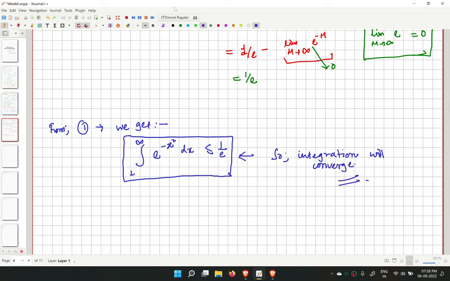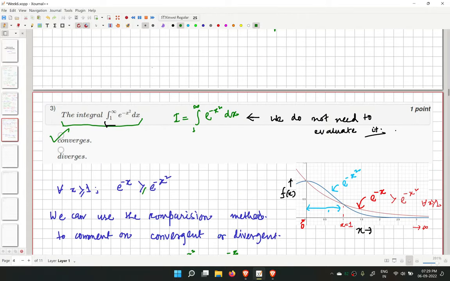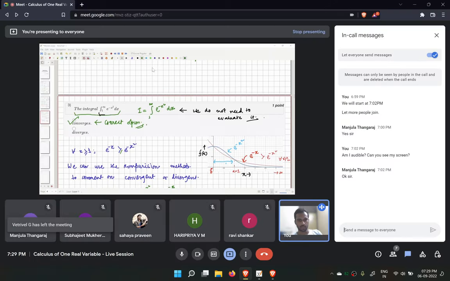Okay, so this is our answer, that the given integration converges. So let us quickly see the options here, and we'll see that the first option is the correct one, since this is matching with what we have deduced. So this is the correct option. Okay, so please let me know if you guys have any doubt here. Otherwise I'll move to problem number four.